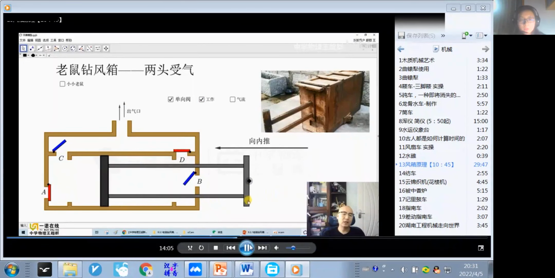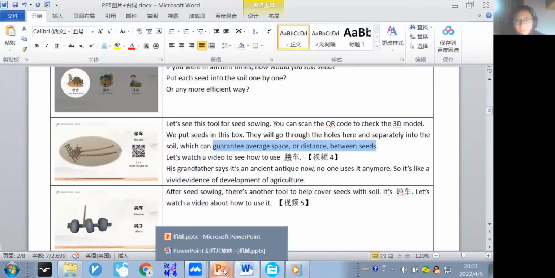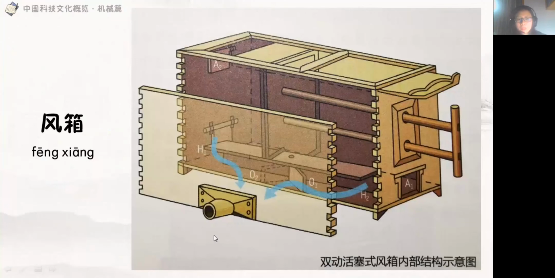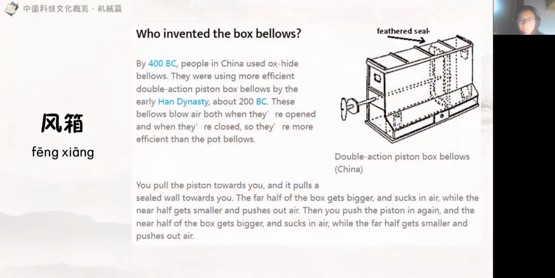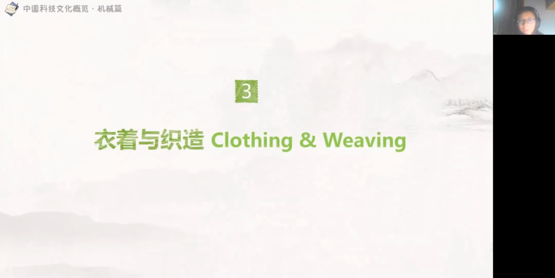Yeah, so that's the clever part of this 风箱. You can save your action, and pushing or pulling can always blow out the air to the stoves. Okay, this is the 风箱. Now we have finished part 1 and part 2.